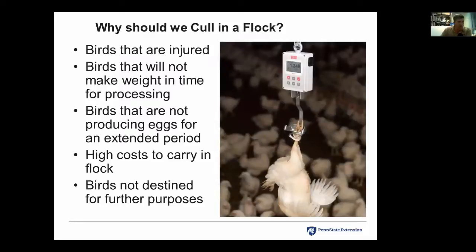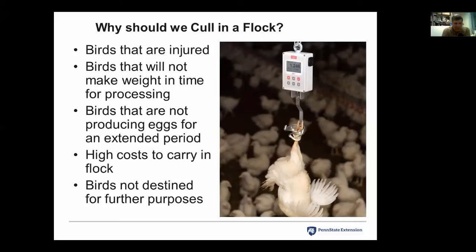So why do this? There's a number of reasons, and there's some that are very obvious, but there are some that you don't think about, simply because a lot of times you're looking at the birds and you're looking at the flock and you really don't think of the birds as individuals. You look at them as a group.